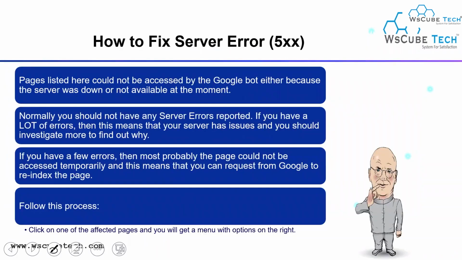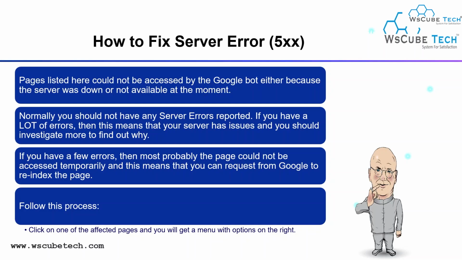Next we have how to fix server error 5xx. The page listed here could not be accessed by the Googlebot either because the server was down or not available at the time. Normally, you should not have any server error reported. If you have a lot of errors, then this means that your server has an issue and you should investigate more to find out why. If you have a few errors, then most probably the page could be accessed temporarily, and this means that you can request Google to re-index the page.